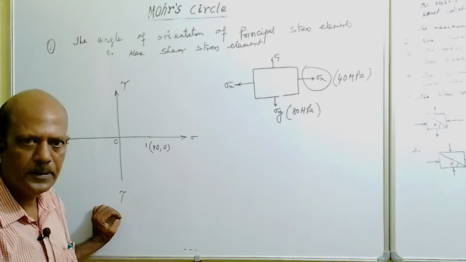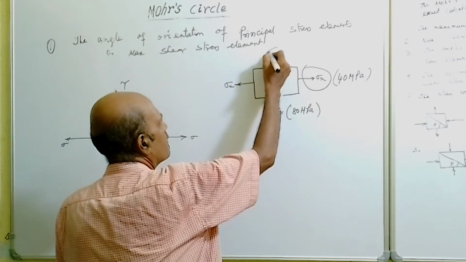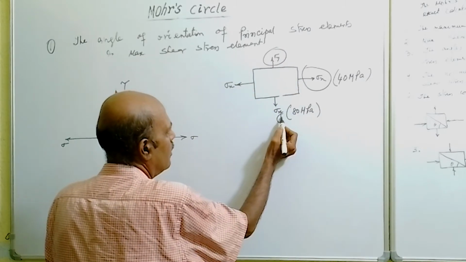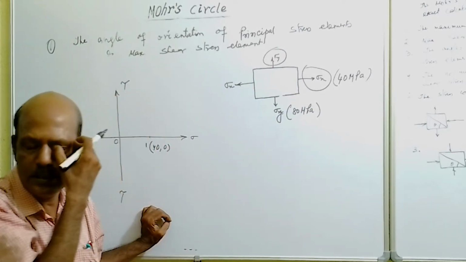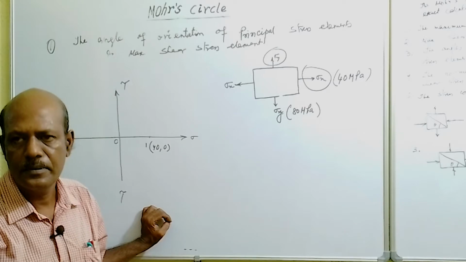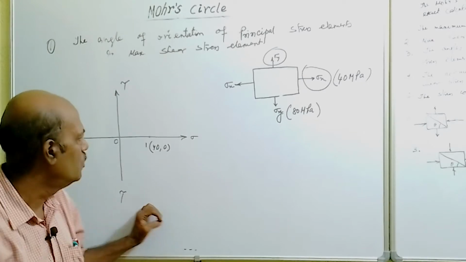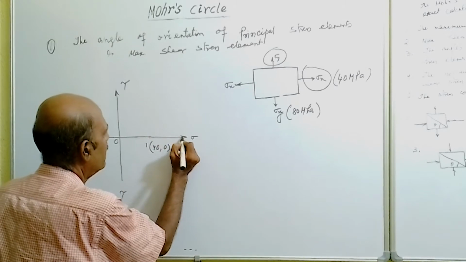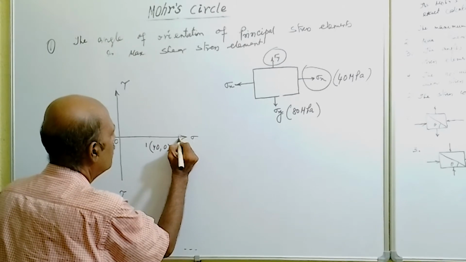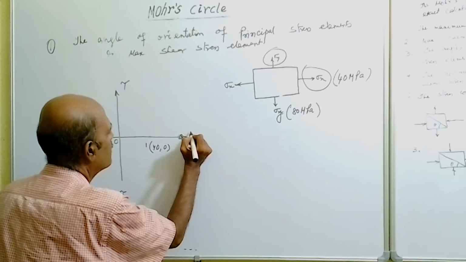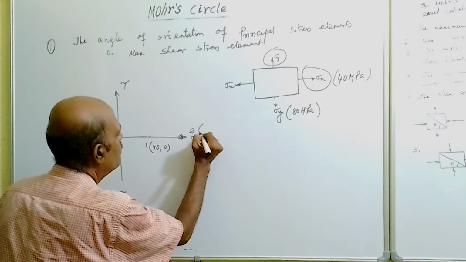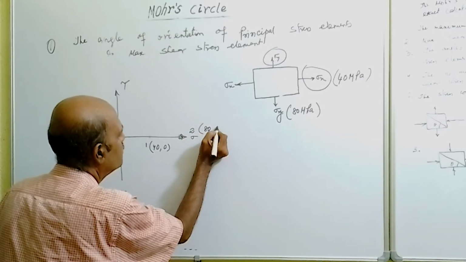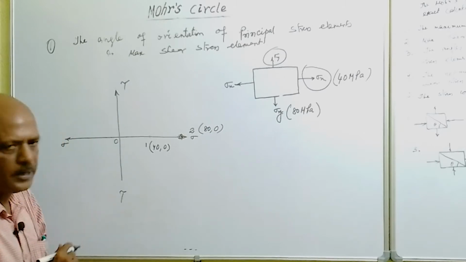Tau is 0. Sigma x is 40. Now go to y phase. What is the stress condition? Only sigma y 80 megapascal is acting on y phase. Tau also 0. So by using the same scale, if this is 40, this becomes 80. So we will get the second point, that is point 2, that is 80, 0. So we have got 2 points.